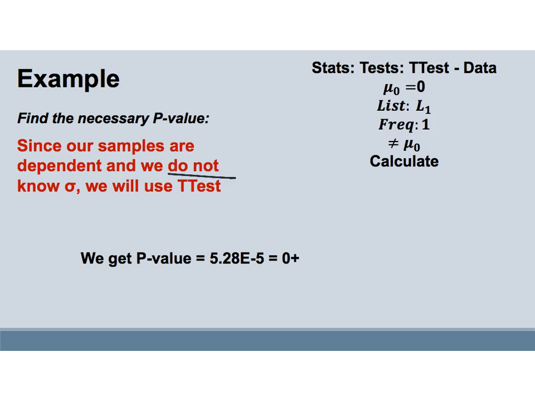Alright, so I've got t-test, go in the calculator, make sure I pick data, because I got a big old list of data in there. Your mu naught is 0, because that's what was in your H naught. Make sure it's in the correct list. Frequency should be 1, and you want not equal to, because that's what your alternative is. Calculate, and you get p equals 5.28 e to the negative 5, which is basically 0 plus. So you've got t-test, and you can put p equals 0 plus.